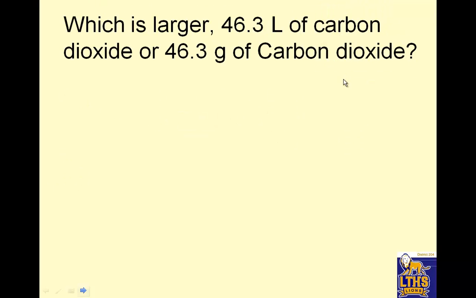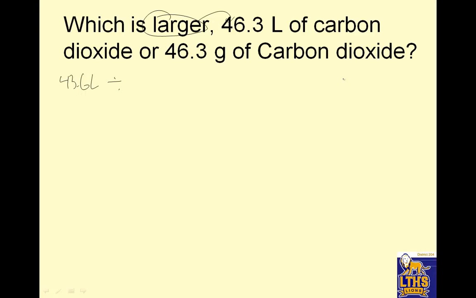That's it. Which is larger, 46.3 liters of carbon dioxide or 46.3 grams of carbon dioxide? If it says larger it would probably be volume or something like that, but I need to just convert them. I want to convert them into something where they're roughly the same. First, I'm going to show you how I would estimate it. So 46.3 liters. Remember, there's 22.4 liters in a mole.